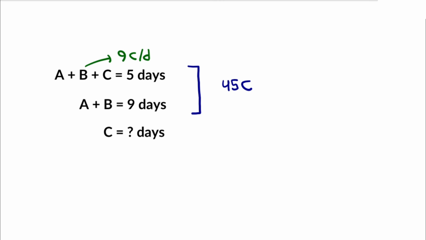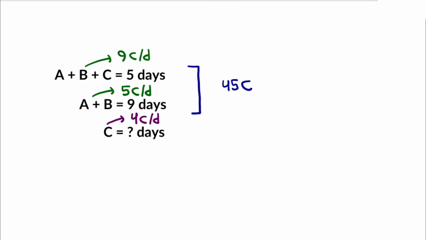Now look at A and B alone. 45 divided by 9 equals 5. So A and B together build 5 chairs per day. Now comes the key observation. If all 3 people build 9 chairs per day, and A plus B account for 5 of those chairs, then the remaining work must be done by person C. 9 minus 5 equals 4. So person C's rate is 4 chairs per day.